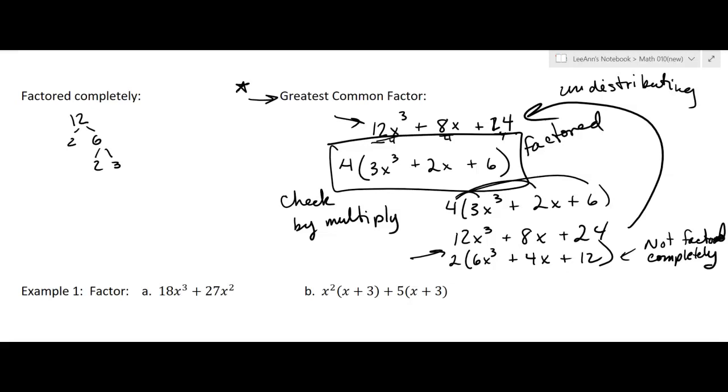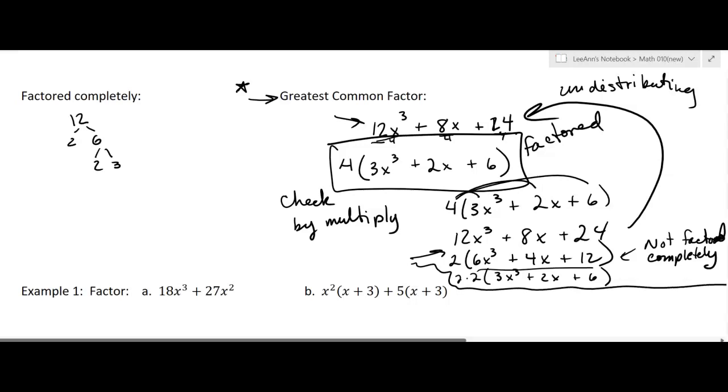Now, if you did something like that and you looked at what you had left, you would see, oh, I can still take out a 2. So then you could take out that 2, and then you'd have 2 times 2, which would be 4. And then this would be the 3x cubed plus 2x plus 6. So you can still fix it, but it's better if you can get the greatest common factor first. And in this case, the greatest common factor was 4.